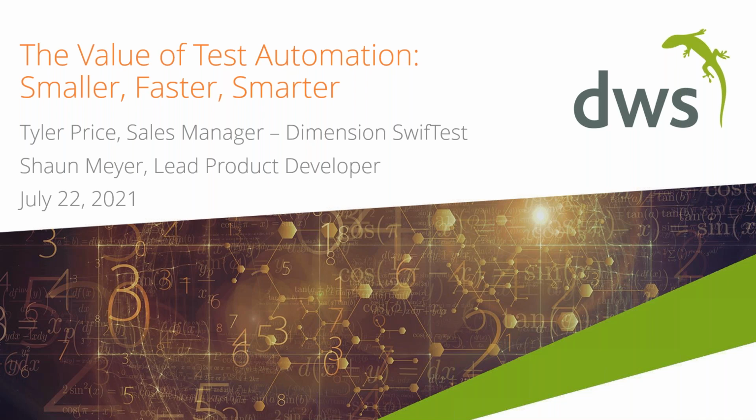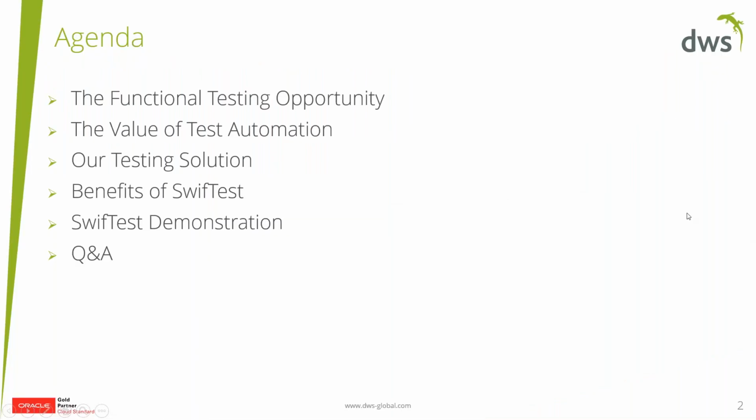So let's jump into it. Looks like it's a little slow on my end. So just a quick look at the agenda for this afternoon. Really our plan today will be to take you through a number of slides where we really cover the functional testing opportunity. From there, we're going to dive a bit deeper into what exactly the value of test automation is, and like I said, what we hear from our customers.